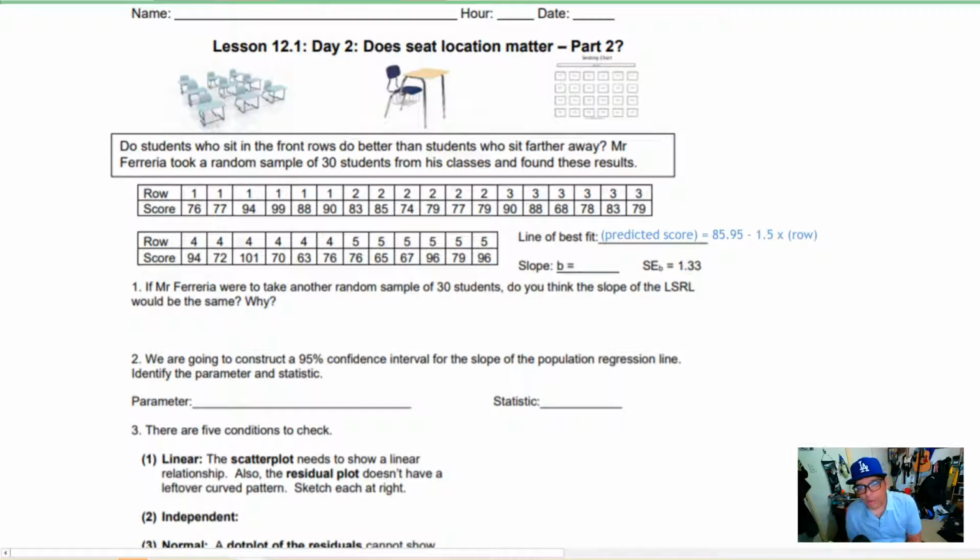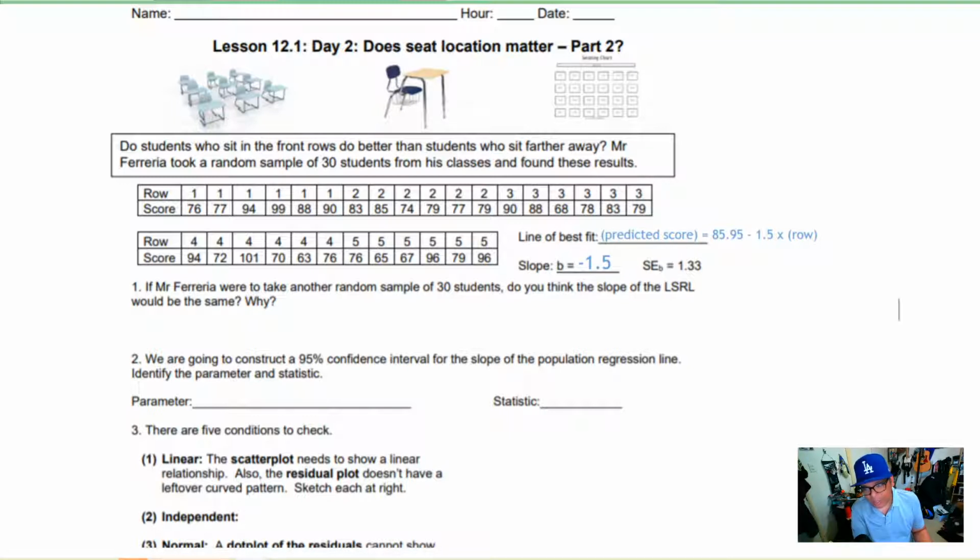And actually, if I remember correctly from yesterday, I got the numbers a little bit wrong. It should be 85.95 minus 1.5 multiplied by the rho. So, starting off, what is the value of B? We did a little bit of rounding there, but negative 1.5 is what our value of B is.